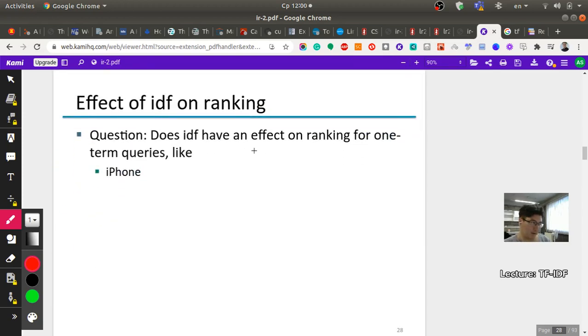Effect of IDF on ranking. Does IDF have an effect on ranking for one-term queries like?